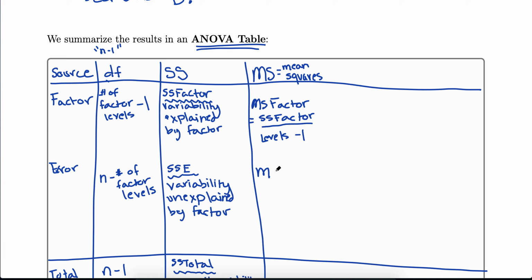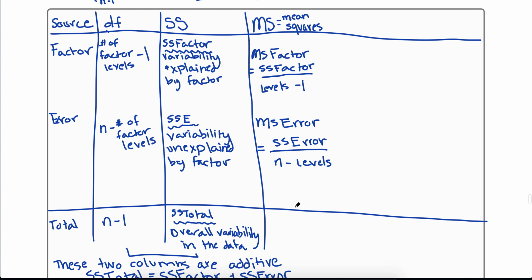Then we've got mean squared error, and that's going to be our sum of squares error over our degrees of freedom for that, so n minus the number of levels that we have. And then finally, the mean squares total, we never use this for anything, so don't write anything there, just leave it blank. These two, now that we've done this division, they don't add up to mean squares total, just forget that value. Leave it blank in the chart.